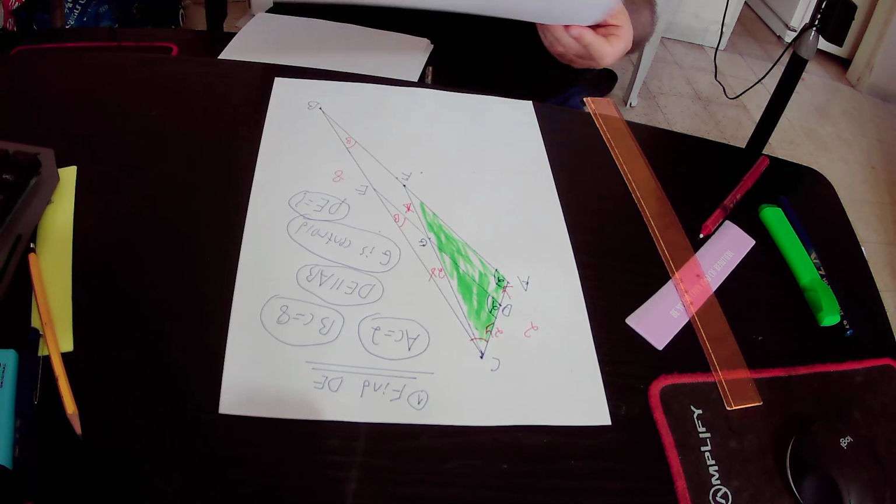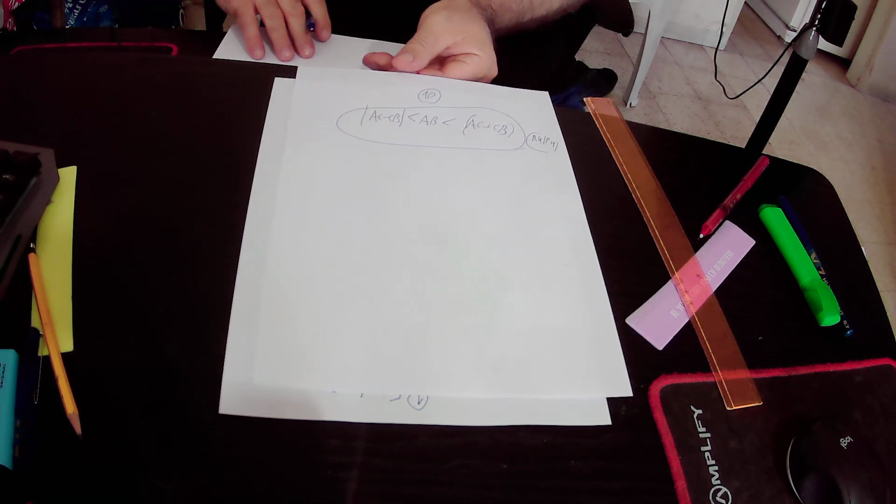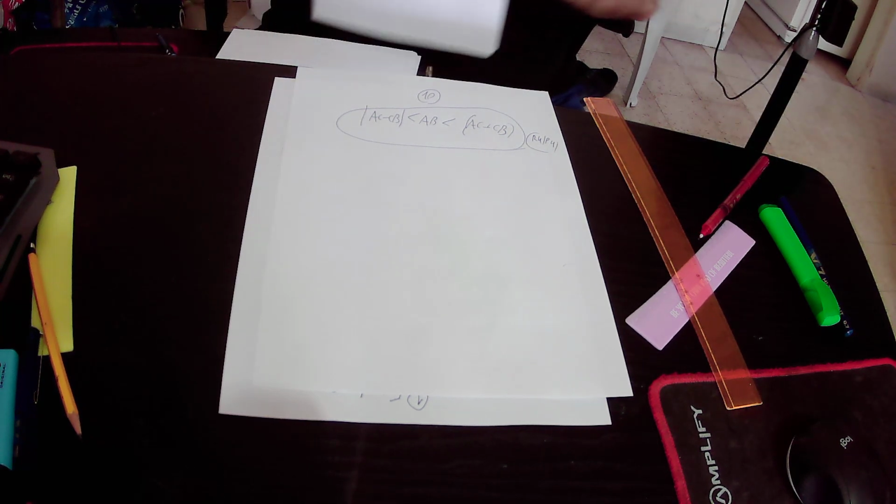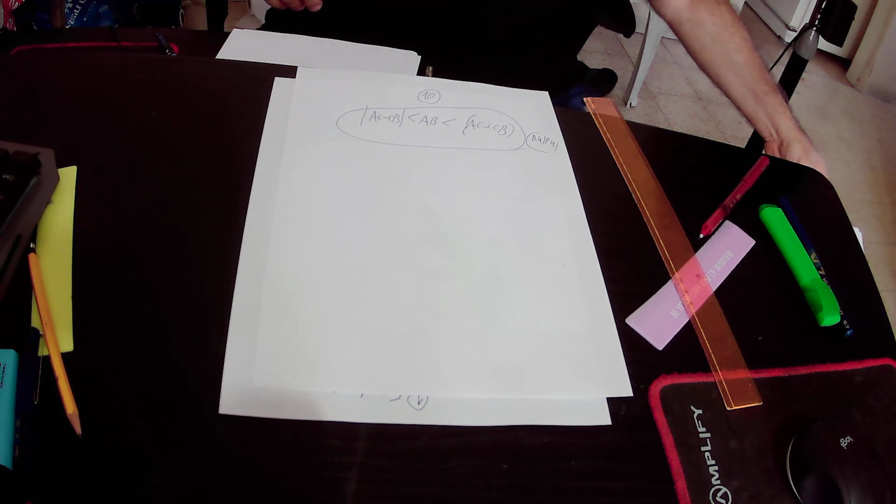Again, according to rule number 4, if we relate to triangle ABC, side AB of triangle ABC is smaller in its length than AC plus CB from one side, but it is greater than the absolute value of AC minus CB. Okay, that is according to rule number 4.